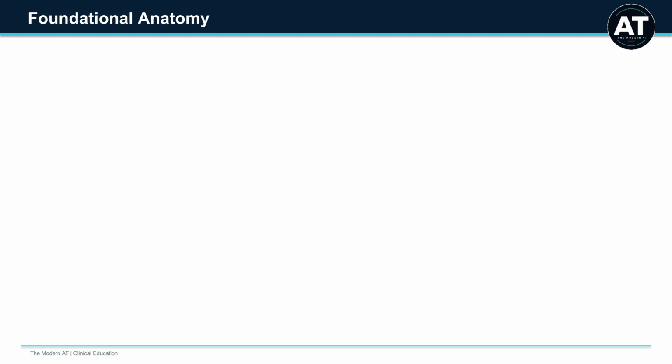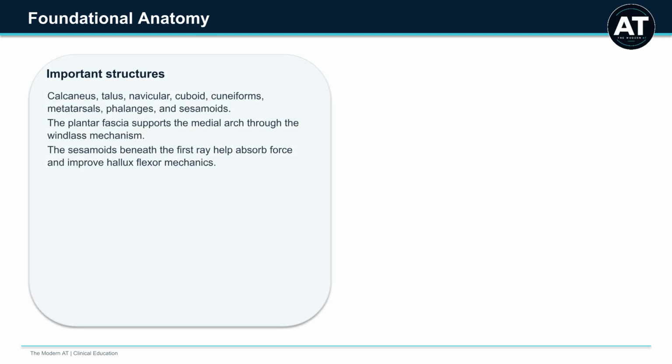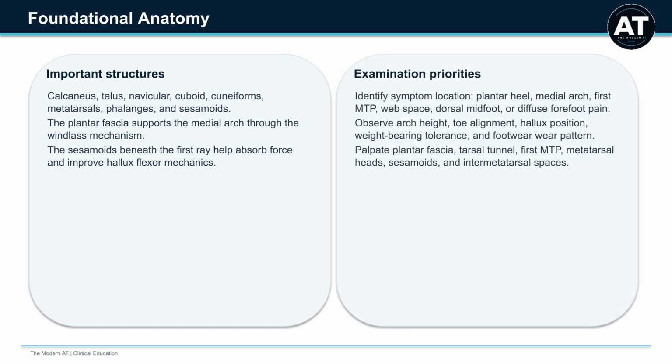Start by orienting to the anatomy. The calcaneus, talus, navicular, cuboid, cuneiforms, metatarsals, phalanges, and sesamoids all help distribute load. The plantar fascia supports the medial arch, especially through the windlass mechanism during toe extension and push-off. During the exam, first identify symptom location: plantar heel, medial arch, first MTP, web space, dorsal midfoot, or diffuse forefoot pain. Then observe arch height, toe alignment, hallux position, weight-bearing tolerance, and footwear wear pattern before palpating the key structures.